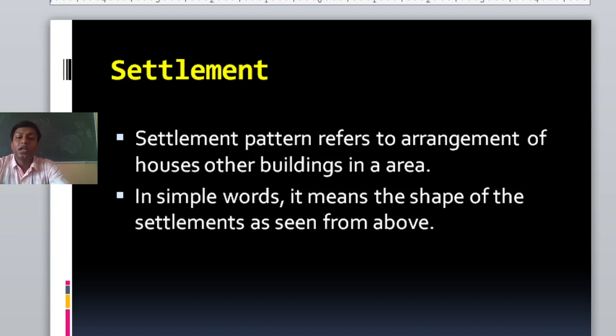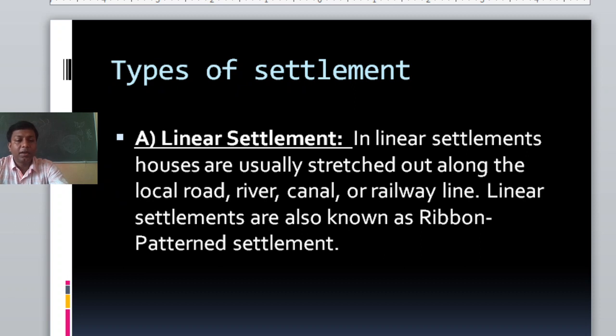and good for living in any society. Dear students, in simple words, a settlement pattern means the shape of the settlements as seen from above, as you see in the picture. There are so many patterns of settlement: linear pattern, dispersed pattern, radial pattern, and nucleated pattern. First of all, we are going to discuss the linear pattern.